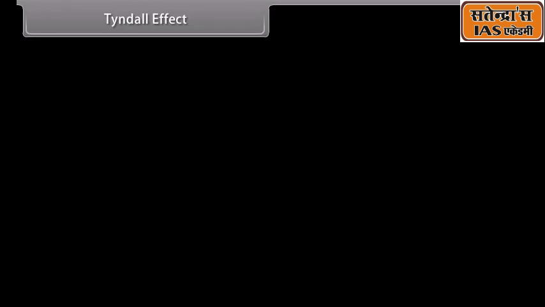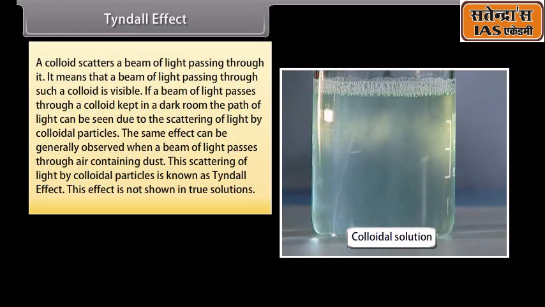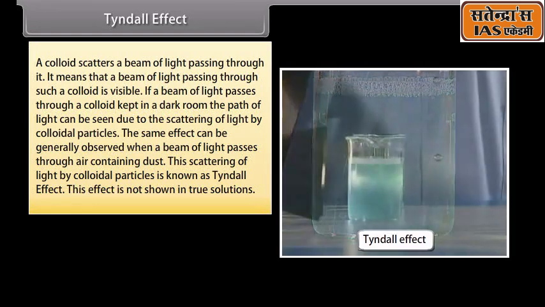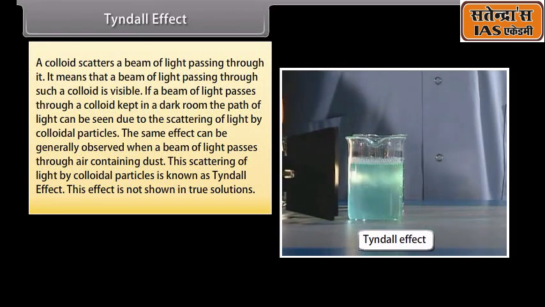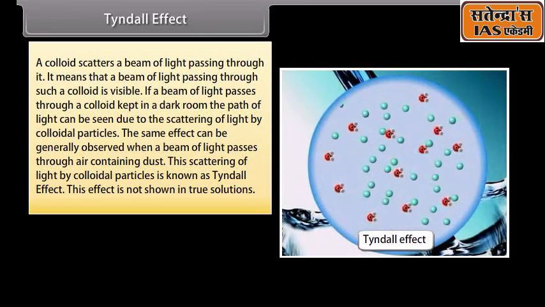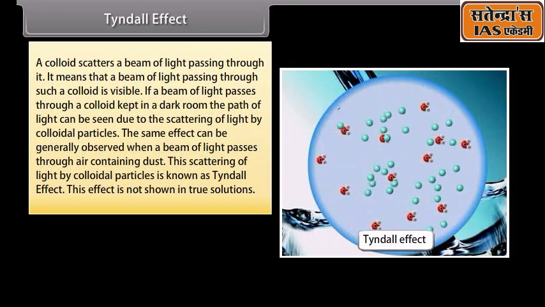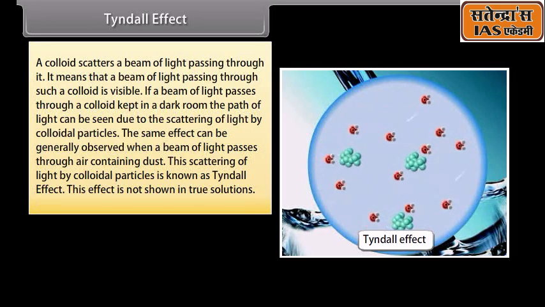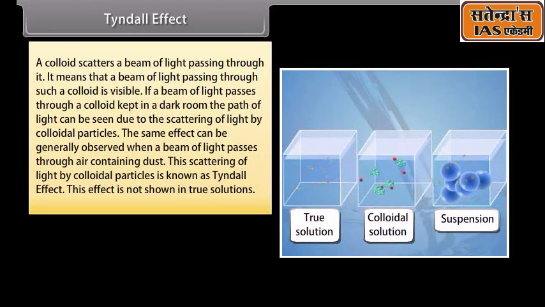Tyndall effect. A colloid scatters a beam of light passing through it. It means that a beam of light passing through such a colloid is visible. If a beam of light passes through a colloid kept in a dark room, the path of light can be seen due to the scattering of light by colloidal particles. The same effect can generally be observed when a beam of light passes through air containing dust. This scattering of light by colloidal particles is known as Tyndall effect. This effect is not shown in true solutions.